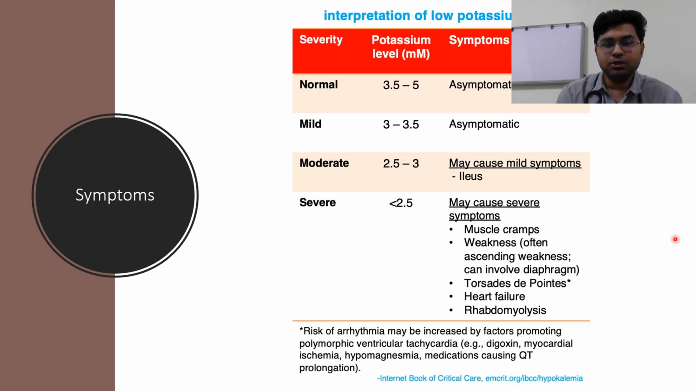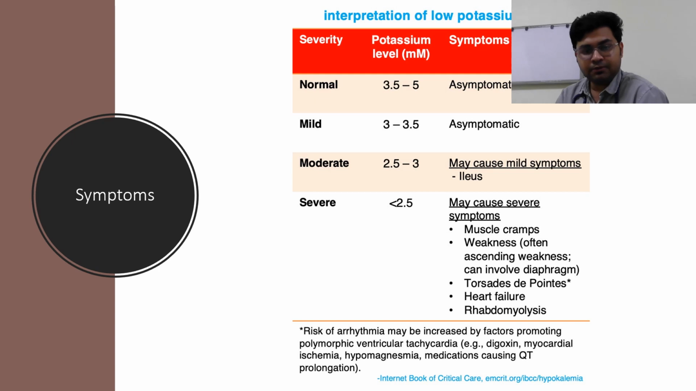So, interpretation of the low potassium level on the symptomatology. Normal is 3.5 to 5.5. Most patients you will find will be in the mild range, that is 3 to 3.5, and these patients will be asymptomatic. Between 2.5 to 3, patients may have mild symptoms of ileus. That's why you have to get an X-ray abdomen done in such patients to rule out early ileus, if you're finding a potassium level of 2.5 to 3 in your patient with mild gastric distension.